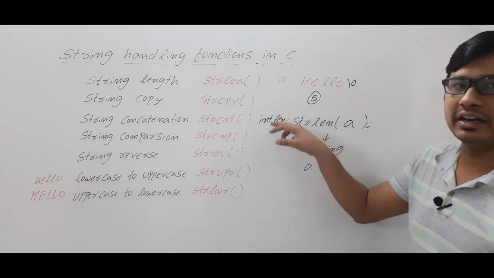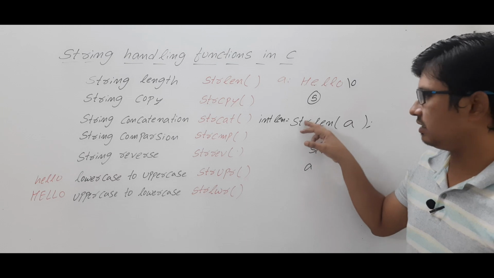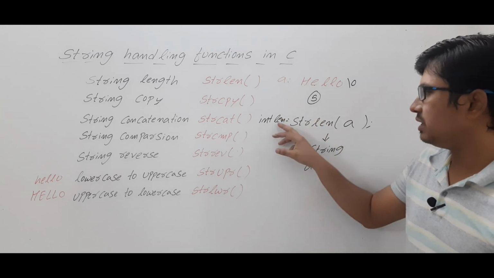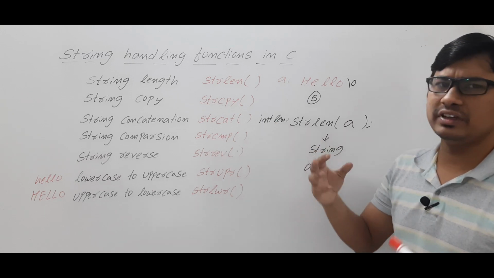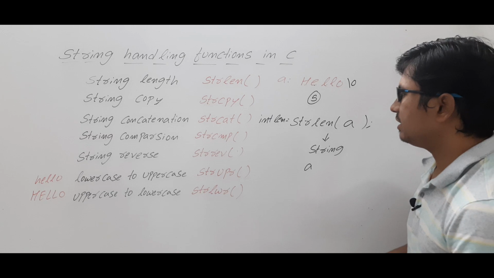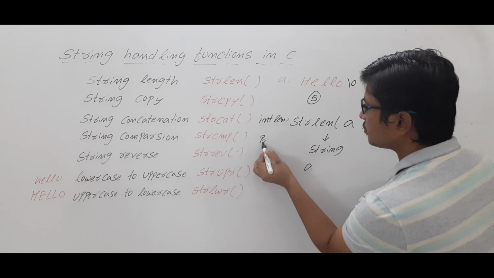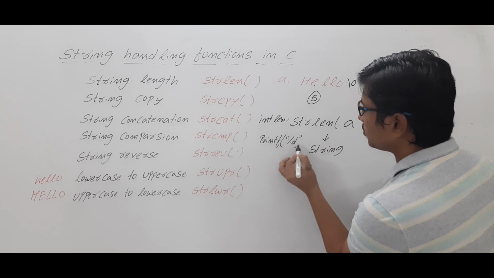So this function will return an integer value, meaning that it will count the number of characters in the string and return an integer value. That value you can store in a variable called len, or the name of the variable is your wish, but you should follow the rules of an identifier. Then if you print this variable len, you will get the output.